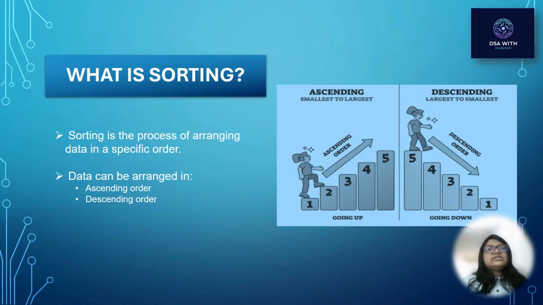In ascending order, we move from the smallest value to the largest, like climbing upstairs from 1 to 5, as you can see. In descending order, this is the exact opposite. We go from the largest value down to the smallest, like walking down those same steps, 5 to 1. While the concept is simple, how a computer actually moves those numbers around can vary massively depending on the algorithm you choose.